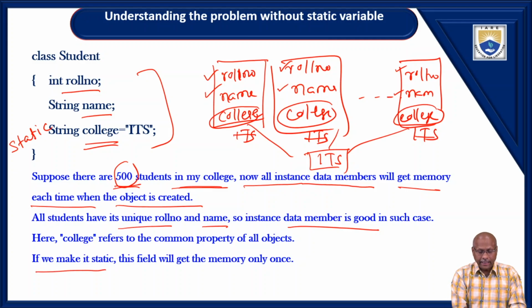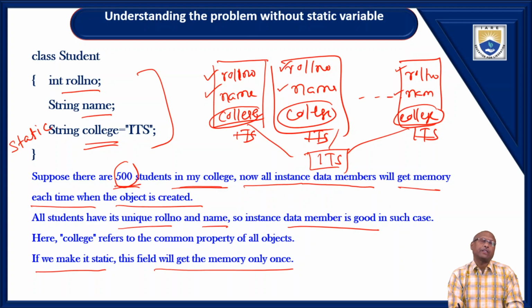If you make it static, it gets memory only once. So you make the college name a static variable so that the area is referred to by all instances. That is the main intention of a static variable. Roll number I cannot keep static, because roll number is not the same for everybody. Nor can I keep name static, because name is also not the same for everybody. Whereas college name is the same for everybody, so I will keep college name static.